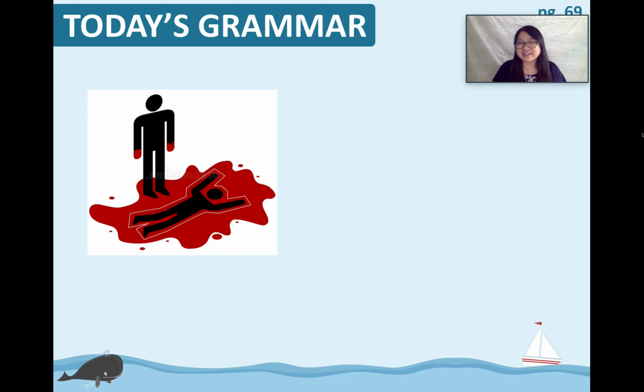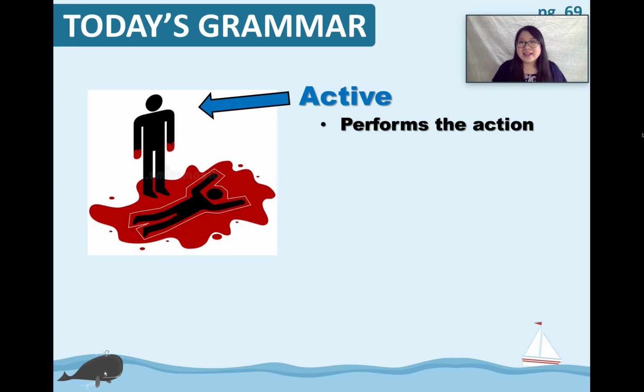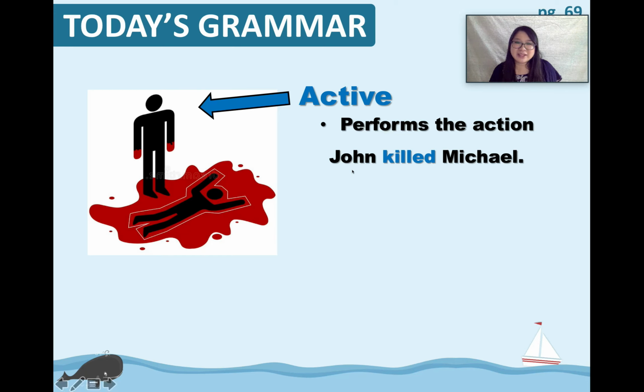We can think of these two characters as the active and passive voices. The active voice performs the action. This is pretty typical of most sentences that we use. For example, he killed this man. John killed Michael. I went to Busan. She studied a book. This is an active voice sentence. The subject of the sentence, John, is the one who performed the action.